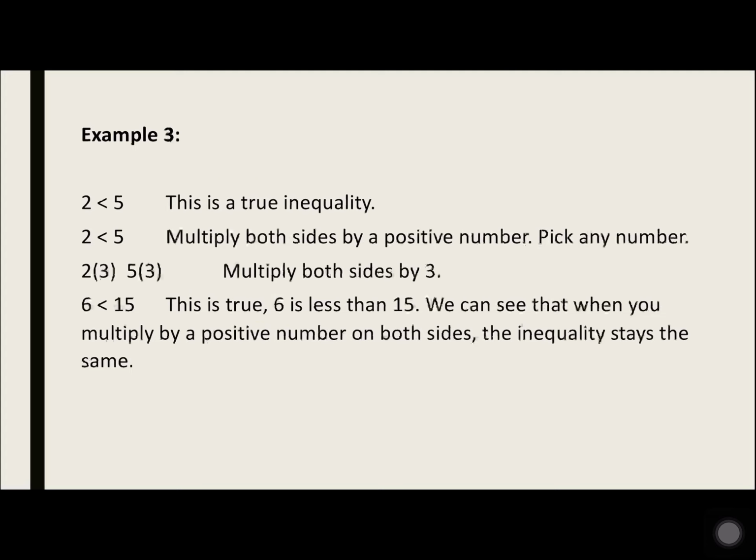Example 3. 2 is less than 5. Multiply both sides by a number. 2 times 3 is 6. 5 times 3 is 15. This is true. 6 is less than 15. We can see that when you multiply by a positive number on both sides, the inequality stays the same.